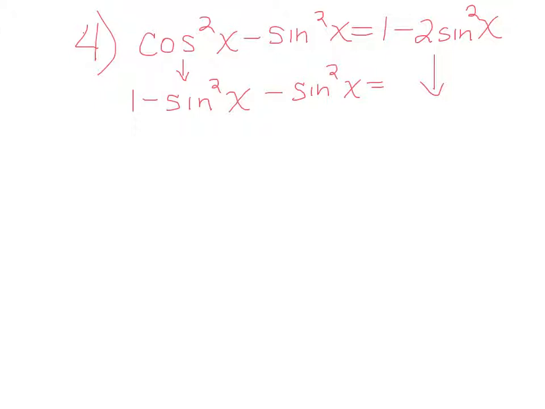So, can I combine the negative sine square of x and the negative sine square of x? Yes, right? Because it's like negative 1 sine square of x and negative 1 sine square of x. Well, that makes it 2. So that's going to be 1 minus 2 sine square of x, and that's what you have on the right side. So this is an identity. This is true, and this is an identity.